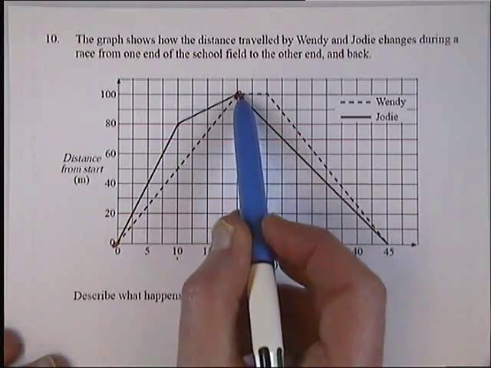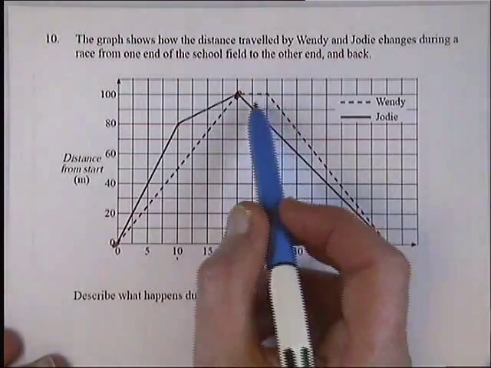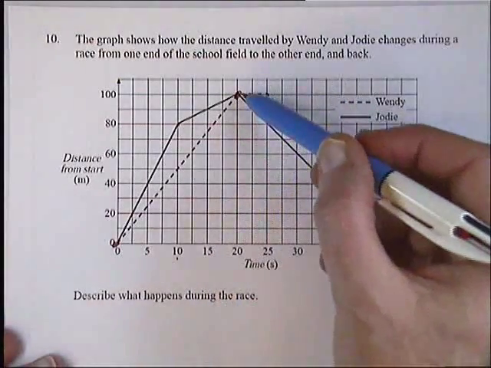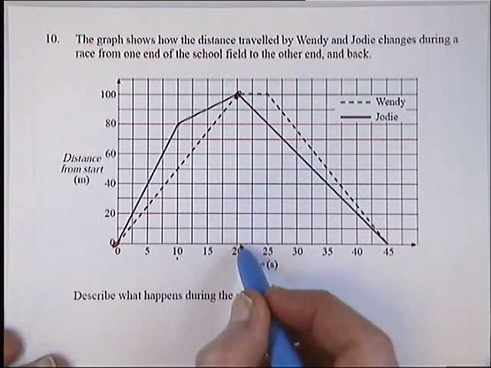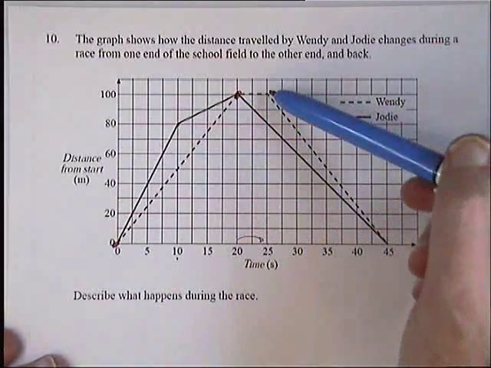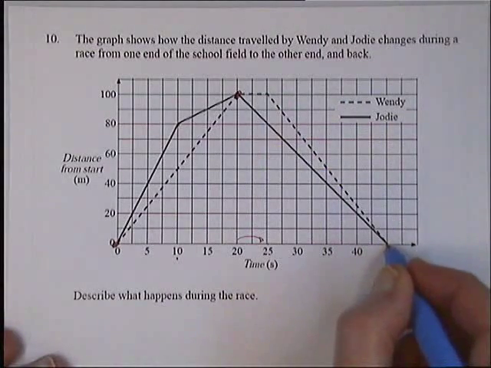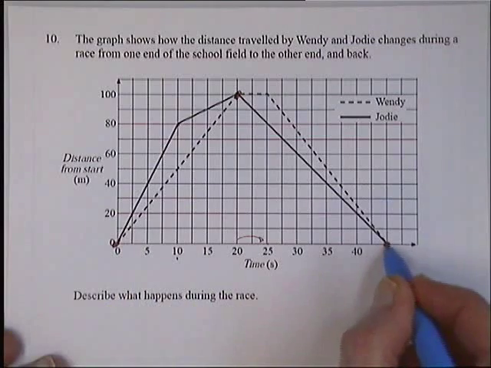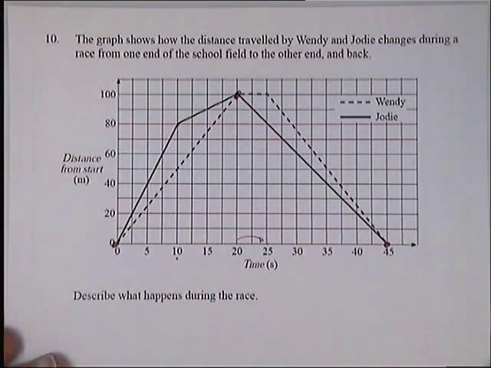Whereas Wendy, her dashed line here just stays flat for a bit. That means she stopped, so she got to the end of the field, maybe she decided she'd have a rest. So from 20 seconds to 25 seconds, so that's a gap of 5 seconds there, Wendy had a rest. And then Wendy runs back, and they both arrive back at the start, which is down here, at distance 0, at exactly the same time, 45 seconds after they started.